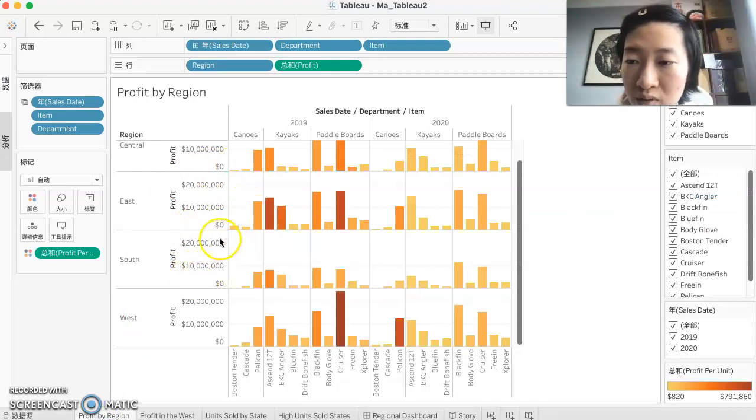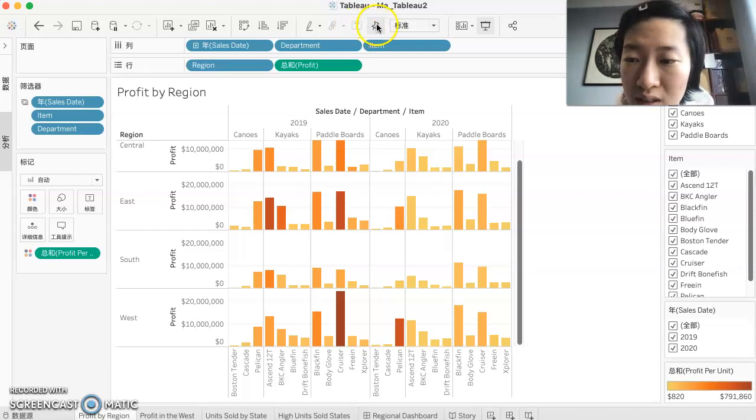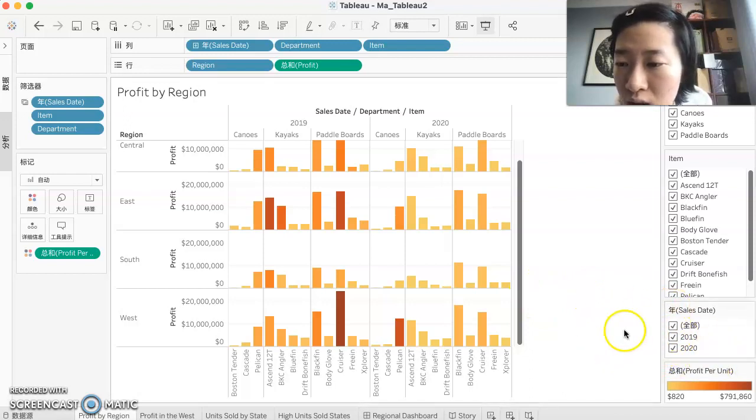Sheet 1 is a profit by region. I put sales date, department, and items to the column for the region and sum of profit, and put them into the row. What I want to mention in this graph, the darker the color of the bar, the higher the profit per unit. Now let's look at the graph.